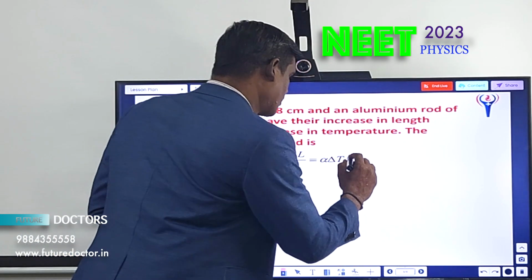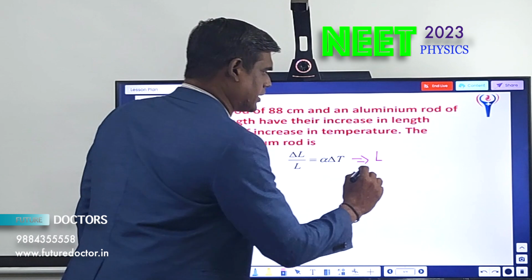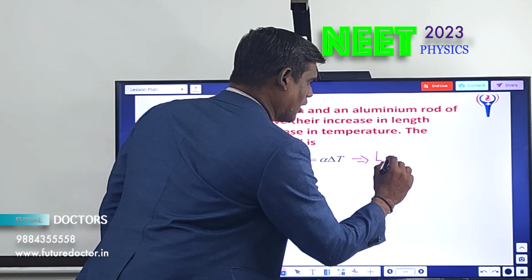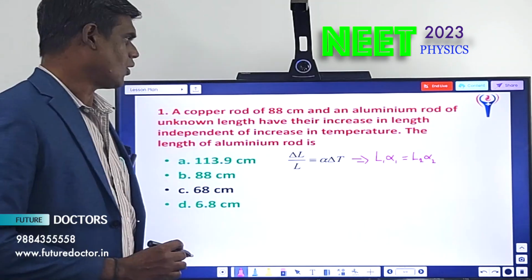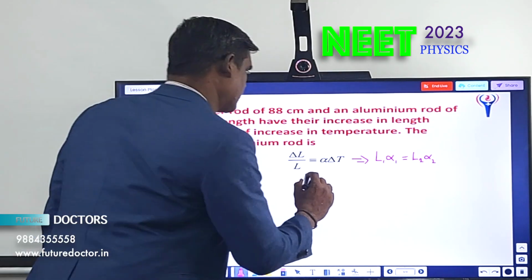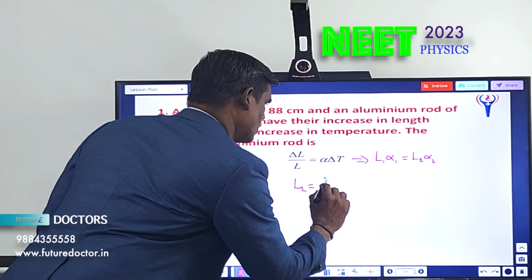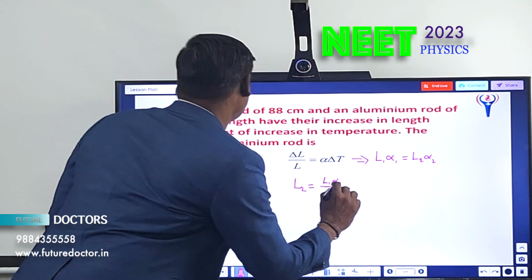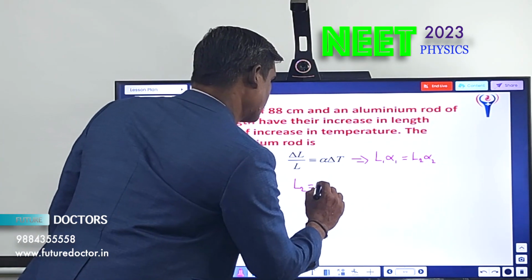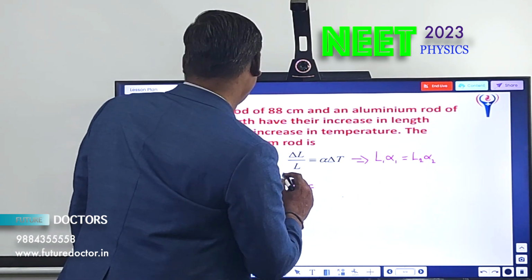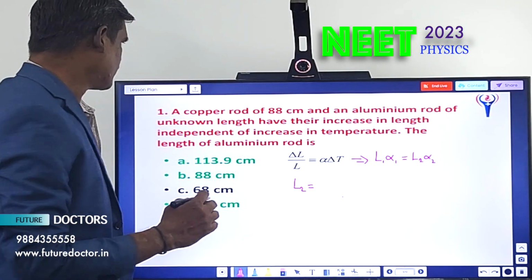So this formula is simplified and written as L alpha equals constant, that is L1 alpha 1 equals L2 alpha 2. Here you want to find L2, the length of the aluminium rod. L2 equals L1 alpha 1 by alpha 2. The alpha values are not given directly, but the values of alpha 1 and alpha 2 are given.